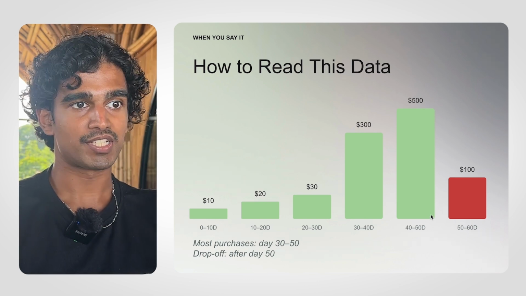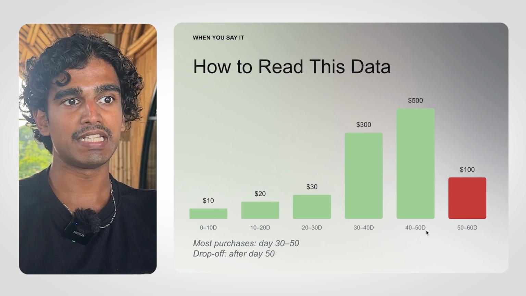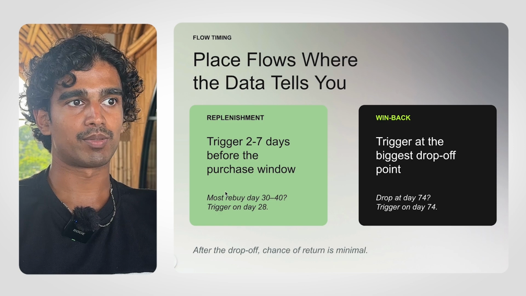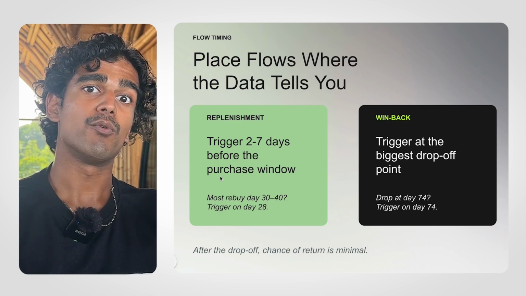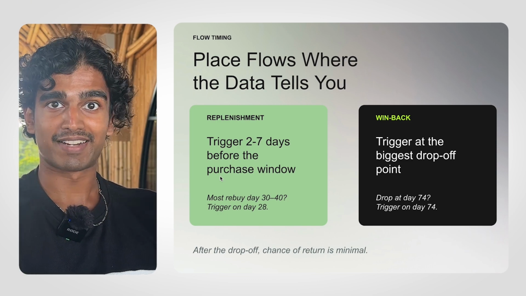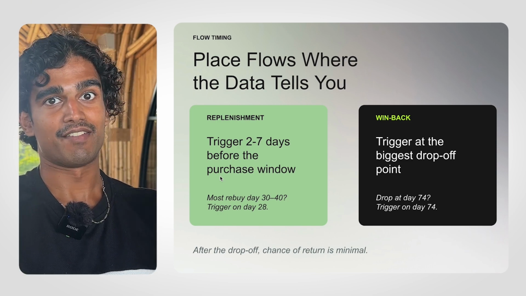So most people from this data, you can see buy between day 30 and day 50. This is when most of the sales happen. So we want to set our replenishment flow 2 days to a week before that window begins, so that when customers are most likely to come back to make a repurchase, they get the right messaging.